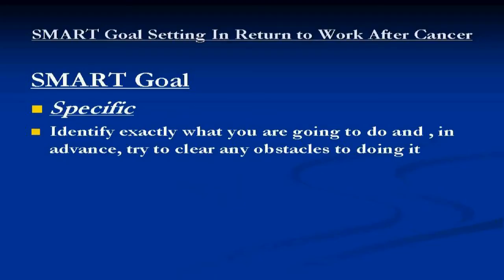The S is for specific. This means that you are totally clear on what you're going to do, and you've done your best to identify in advance any barriers to actually doing it. So let's go back to our example of Jane. This time, let's look at her sub-goal area of increasing her mental preparedness to return to work.